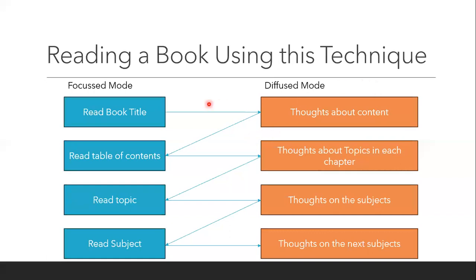This example is about reading a book. Suppose you got a new book, and you want to read the book and learn what is inside it. To start with, you simply read the title. Once you read the title, you give some random thoughts about the content: what should the content be, just by reading the title.